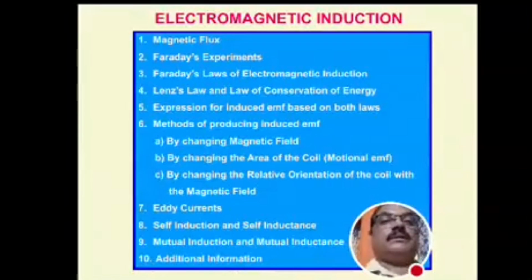One is by changing magnetic field, by changing area of the coil, that is called motional EMF, by changing the relative orientation of the coil with magnetic field. Next, eddy current, self-induction, mutual induction. Additional information.